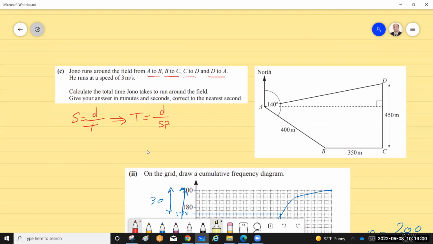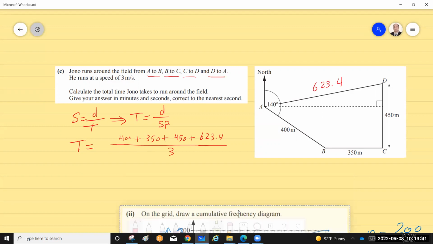This is 623.4. This is given, this is given. To find the time, he runs at a constant speed of 3 meters per second. So the time is the total distance over the speed. So you just add all the distances here: 400 plus 350 plus 450 plus 623.4, which we got, over 3.